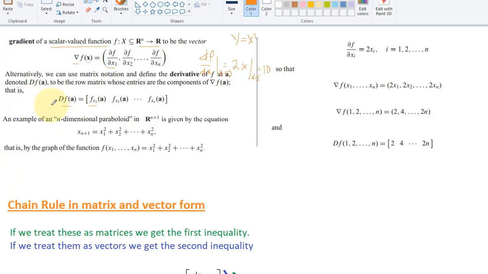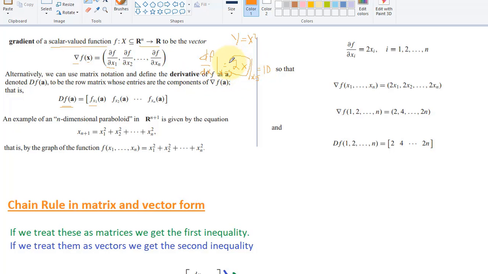So that's what this means. This means we'll say that's the derivative of this same function at a, and it's very close to the gradient, but the gradient is just this part.